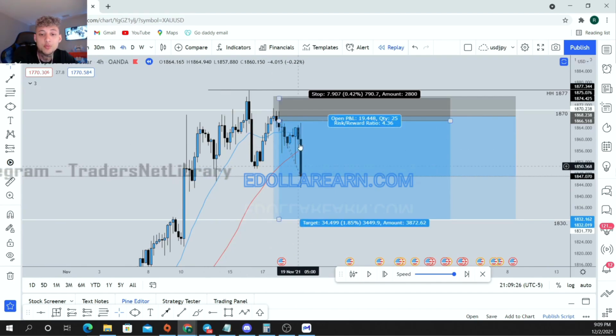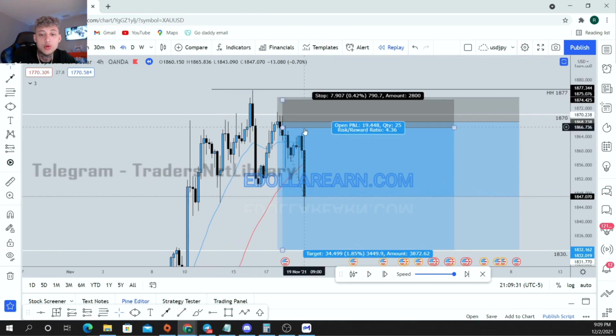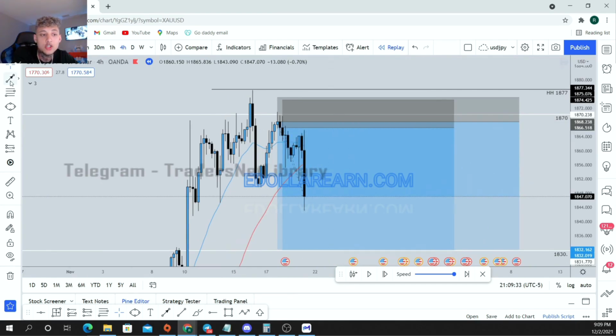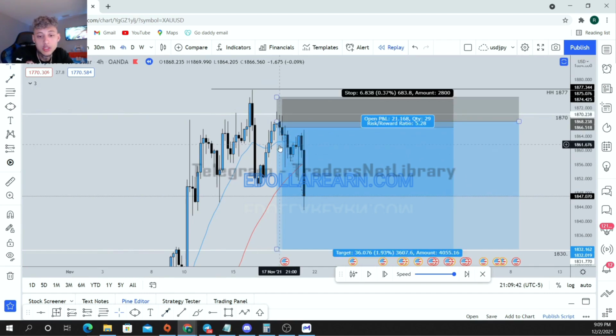So now at this point in time, what I would do is move my stop loss to pretty much break even, just because we're giving price enough room to fluctuate. Or you can actually move your stop loss a little bit lower than break even. It's really up to you how you're going to trail your stop loss, right?